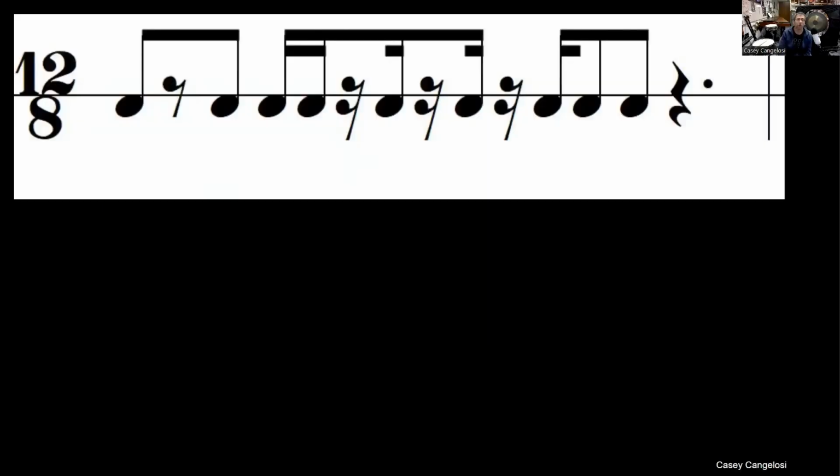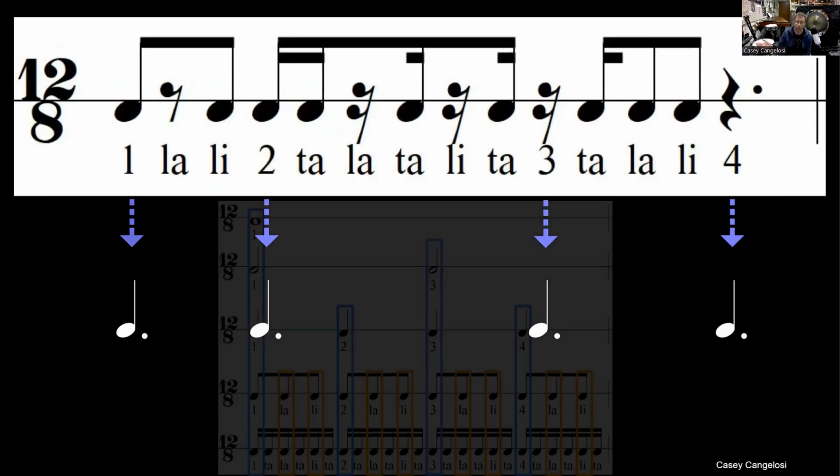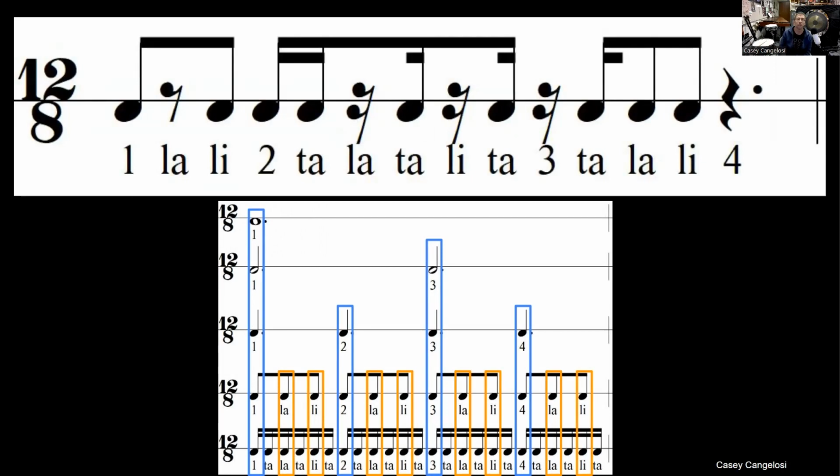So again, we're going to go through the same process to figure out how to count this. We're going to find the main numbered beats: 1, 2, 3, and 4, and then we're going to find the inner syllables and the inner subdivisions and name them according to our one-ta-la-ta-li-ta system. So you find where all of those lie, and then you know exactly where to play. 1 la li, 2 ta la ta li ta, 3 ta la li, 4.